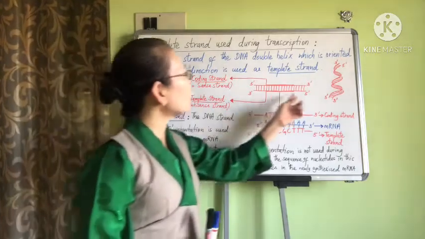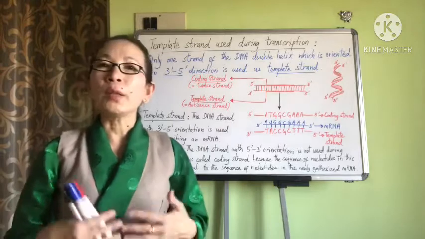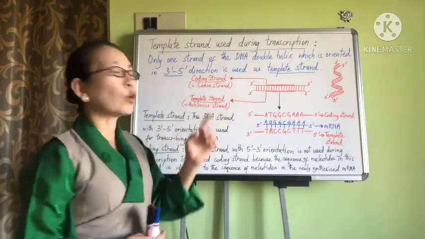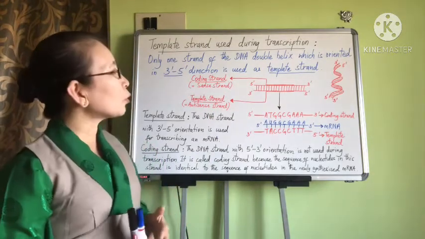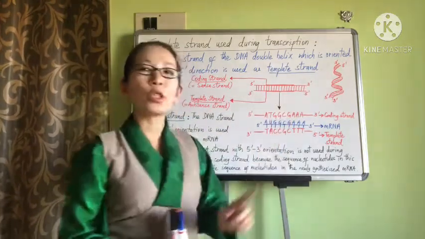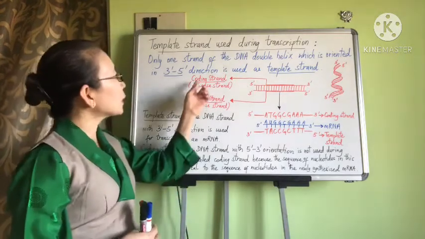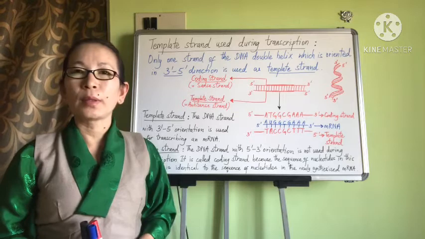This 3' to 5' directed strand, since it is used for the synthesis of the new RNA strand, is named the template strand, or it's also called the antisense strand. The other strand of the DNA, which is oriented in 5' to 3' direction and which is not used during transcription, is called the coding strand, or it's also called the sense strand.